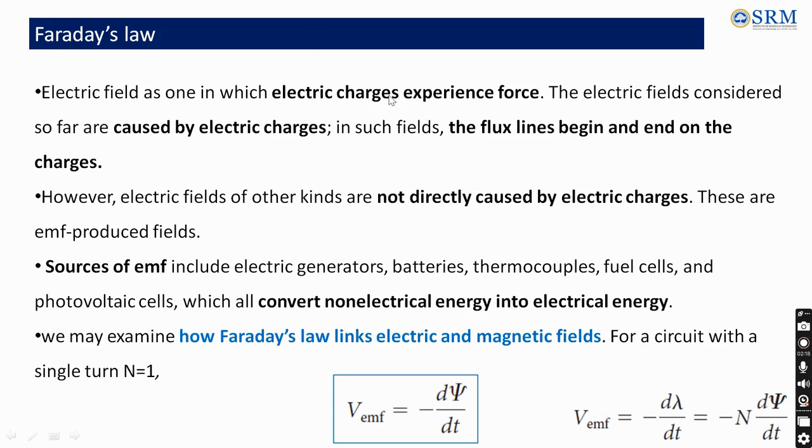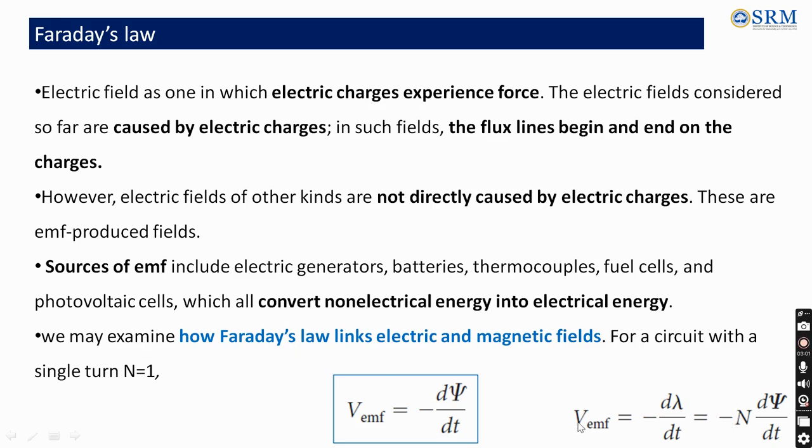We already know that electric charges experience a force called electric field, and electric fields are caused by electric charges, and the flux lines begin and end on the same charge only. It started at the charge and it ended at the same charge. Whereas electric fields of other things like EMF are not directly caused by electric charges. The sources of EMF may be electric generators, batteries, thermocouples, photovoltaic cells. They convert non-electrical energy to electrical energy. So we are going to see how Faraday's law links the electric and magnetic field. This is our aim, right?